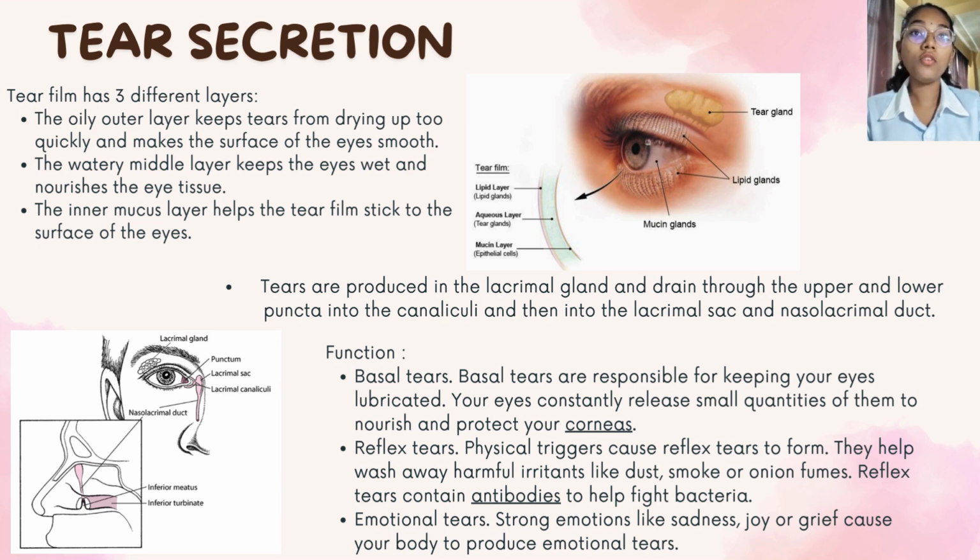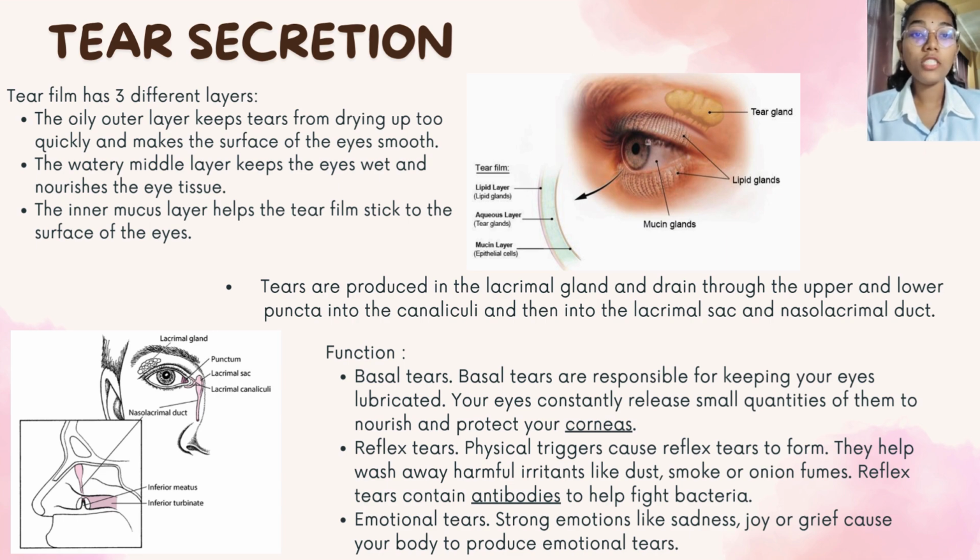Today I am going to explain the tear secretion. Tear film can be divided into three different layers. First, the outer layer, which is known as lipid layer, keeps tears from drying up too quickly and makes the surface of the eyes smooth. Second, the middle layer is known as aqueous layer. The watery middle layer keeps the eyes wet and nourishes the eye tissue.